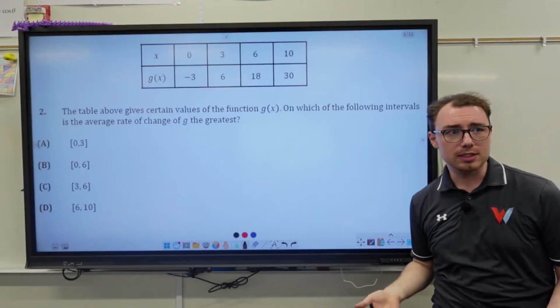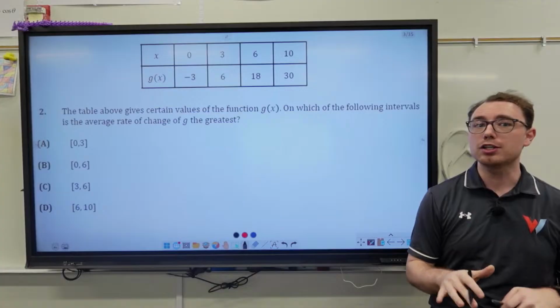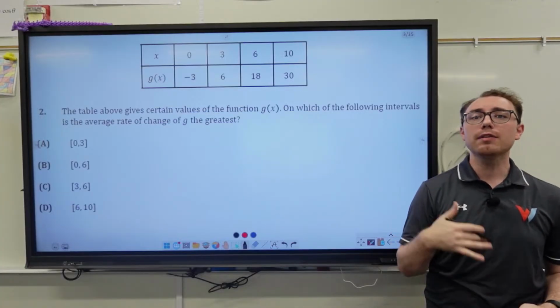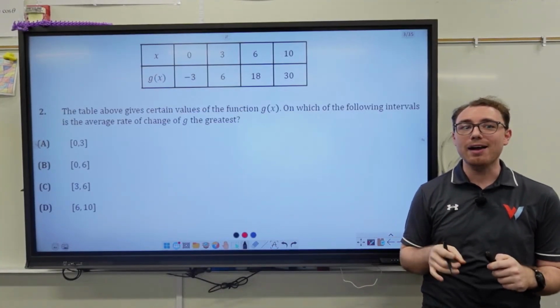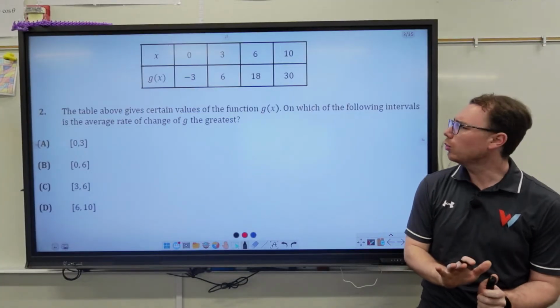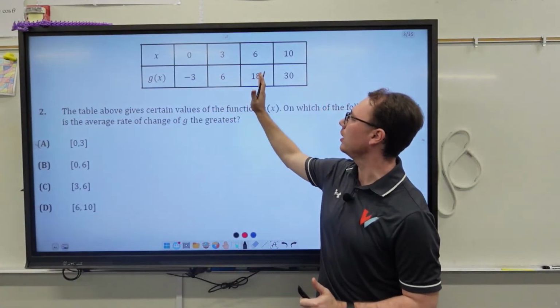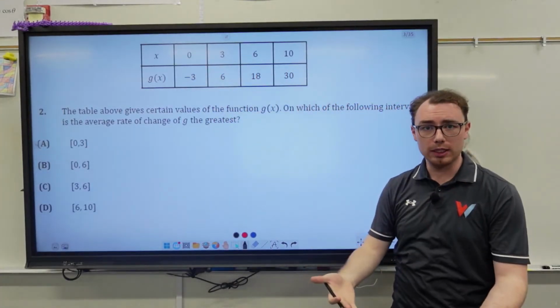For problem 2 itself, we're given this table above. It gives certain values of the function g of x. On which of the following intervals is the average rate of change of g the greatest? So we want to find between which points here has the greatest rate of change.